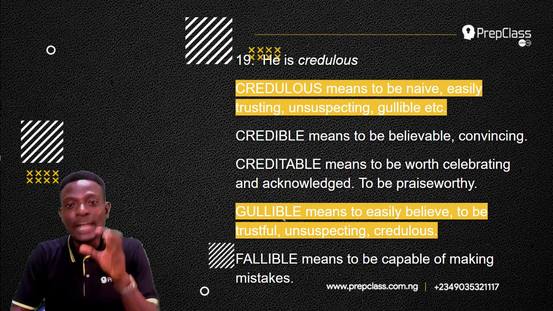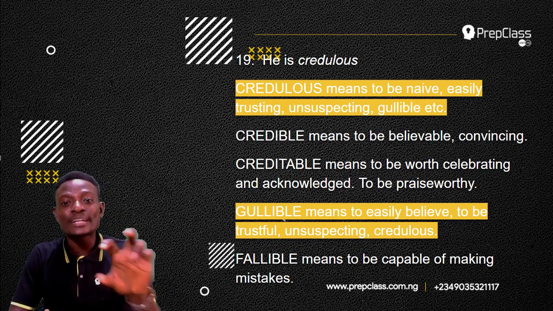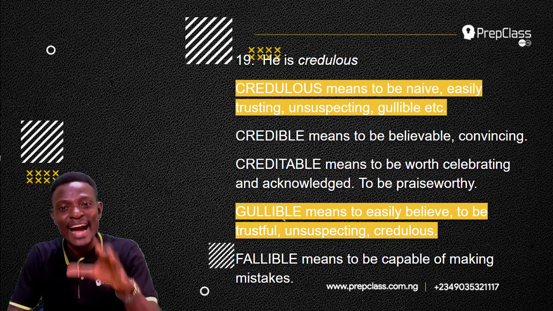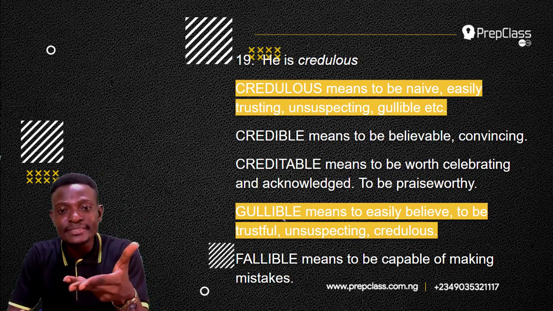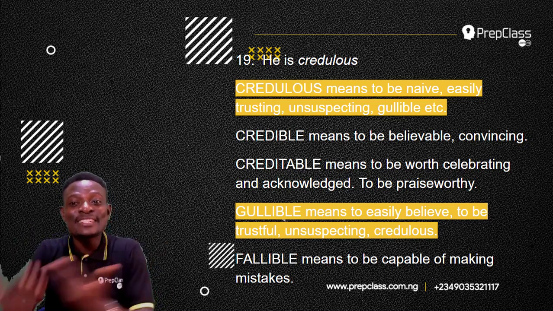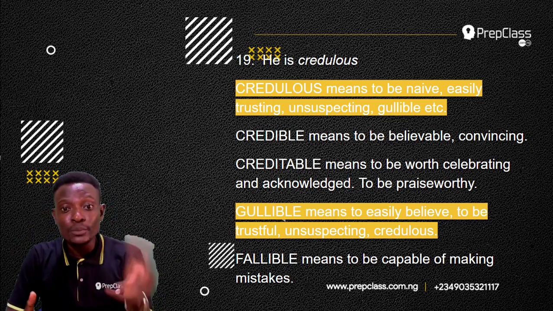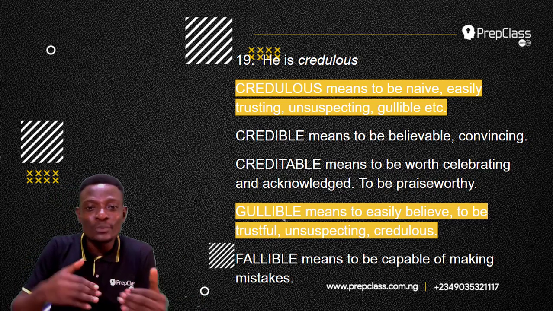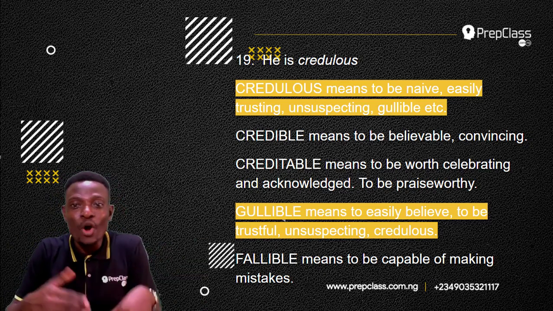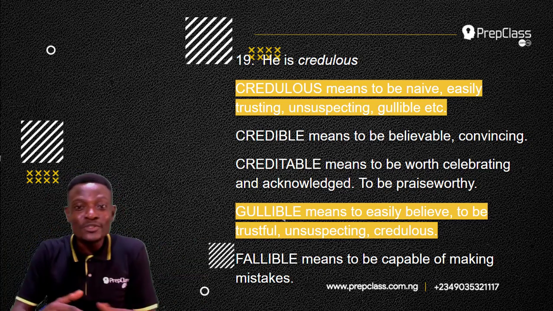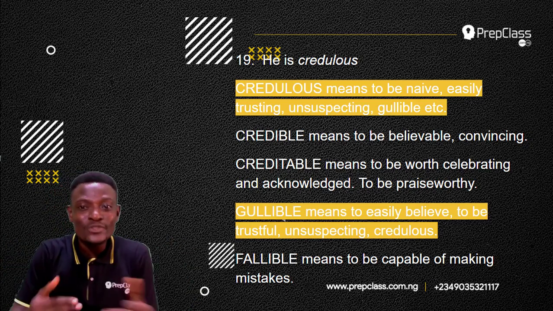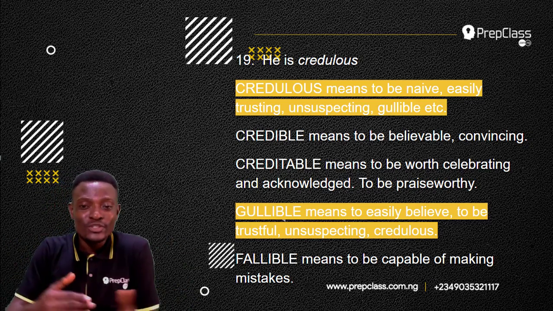To be credulous. Now, looking at the meanings of credulous and gullible, we can see that they have similarities. Credulous means to be naive. To be easily trusting. Gullible means to easily believe. Credulous also means to be trusting. Gullible means to be trustful. Credulous means to be unsuspecting. Gullible means to be unsuspecting. Credulous means to be gullible. Gullible means to be credulous.